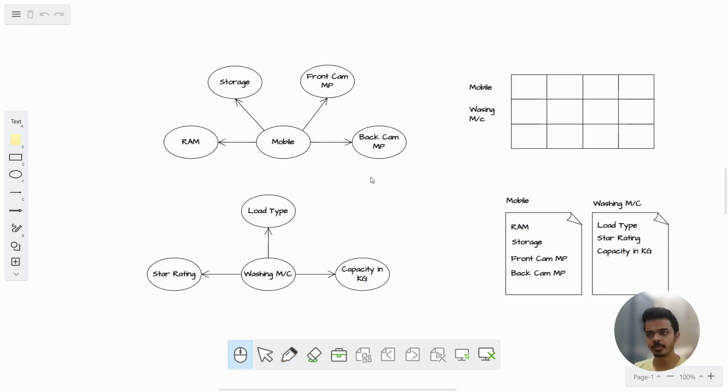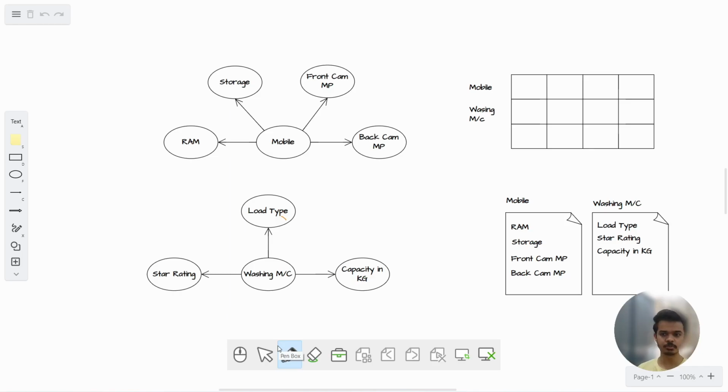Now consider the case of a website which stores the data about configuration of different electronic items. A user can come to that website, compare the electronic items, and based on that decide what they want to buy. Now electronic items can be different items, right? In this example we are considering the case of a mobile phone and a washing machine. Now what attributes about a mobile phone do you need to store? You need to store the RAM present in the mobile phone, the storage, how many megapixels the front camera has, and how many megapixels the back camera has.